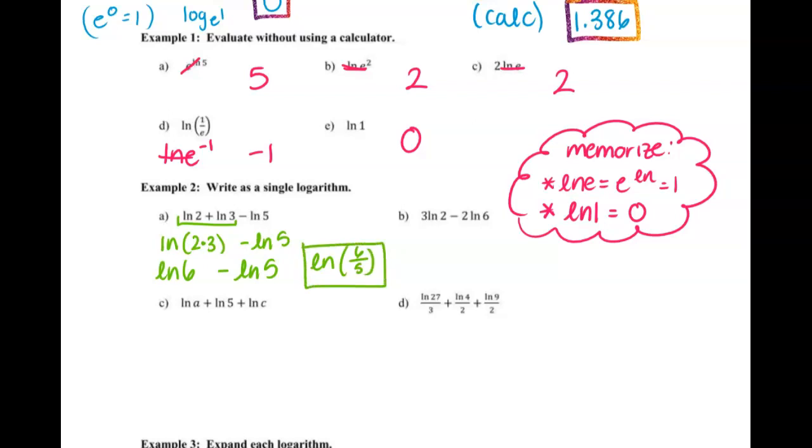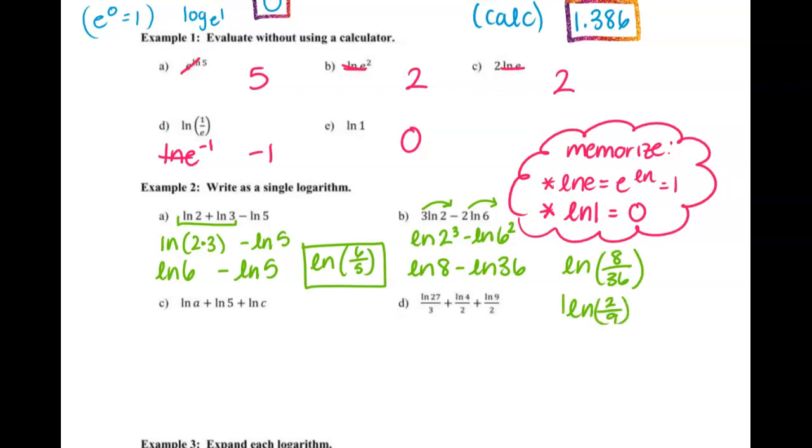For part B, again, we're trying to condense here, writing it as a single logarithm, so I'm going to move the 3 to the exponent and the 2 to the exponent. So we have natural log of 2 cubed minus natural log of 6 squared, which is natural log of 8 minus natural log of 36, which is natural log of 8 divided by 36. And if we simplify that fraction, we get the natural log of 2 over 9. And that's our answer.